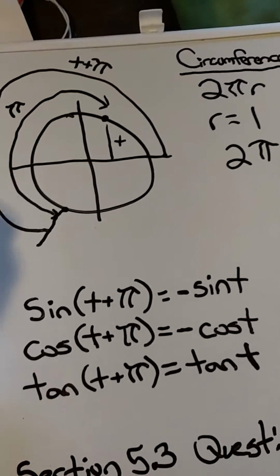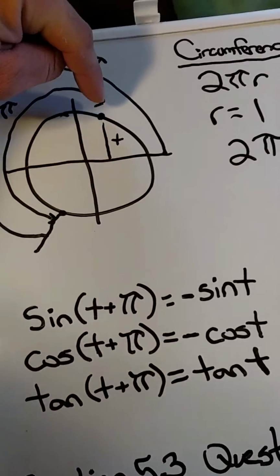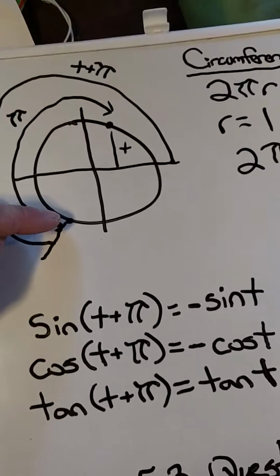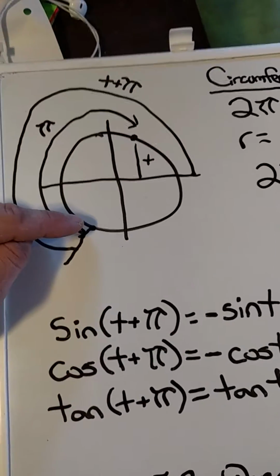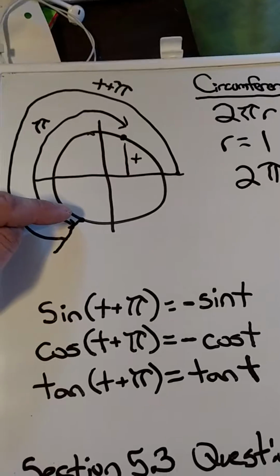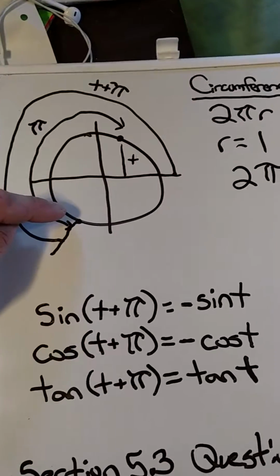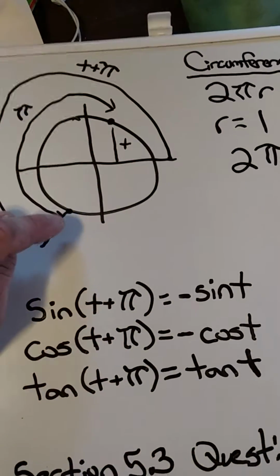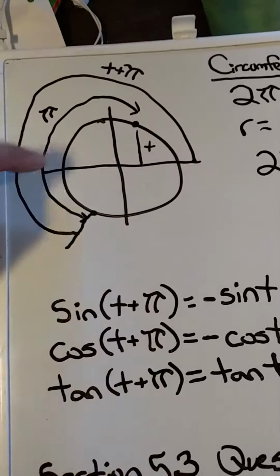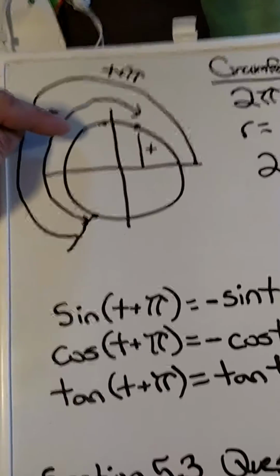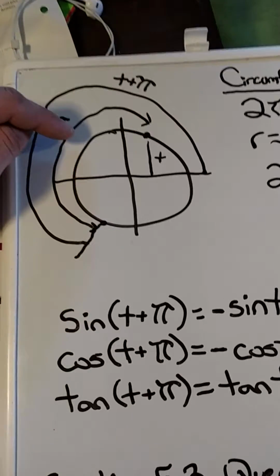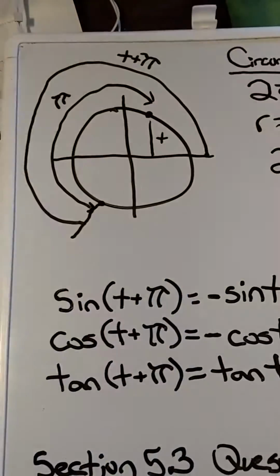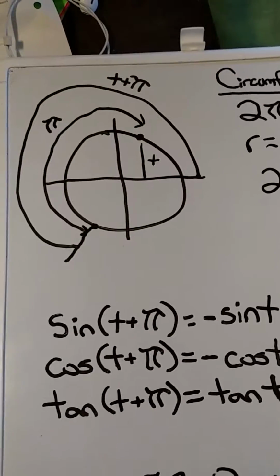So if you took the negative of your point here, then you're going to have a negative y value here because you're in the negative part of that y-axis. And the same actually goes for cosine as well, because the cosine of t is the x value. So if you start out with the positive x value, you go to the opposite quadrant and you have the negative x value. But the same applies if you start in quadrant 2 and you have a negative x value, you swing halfway around that circle, you're in the positive part of the x-axis.